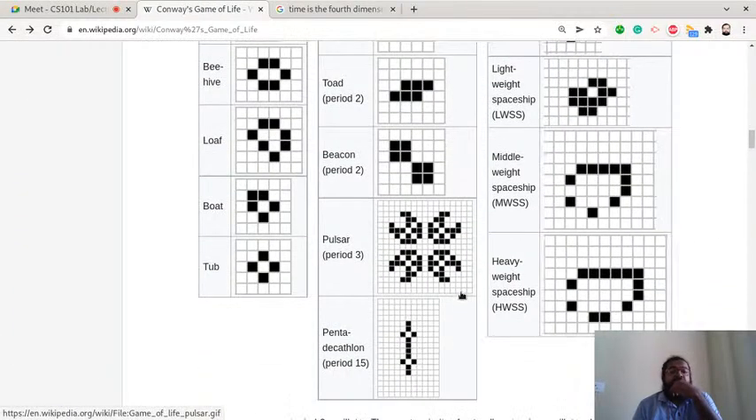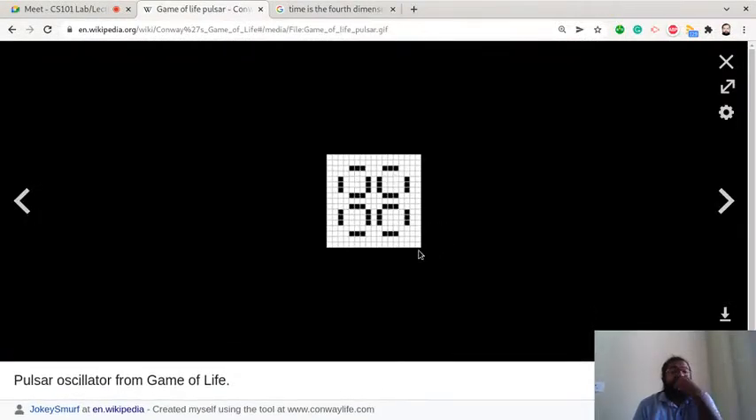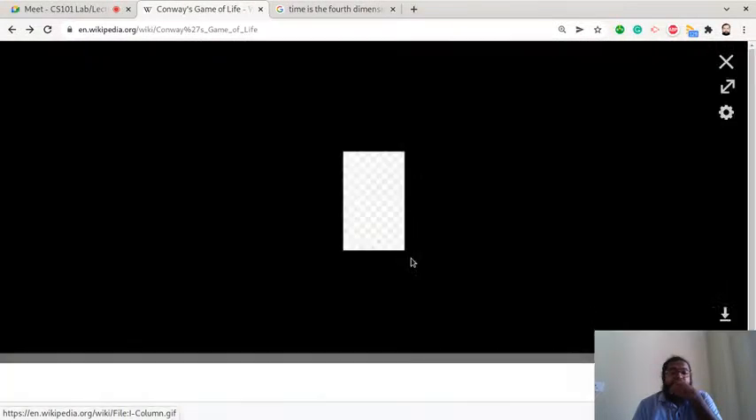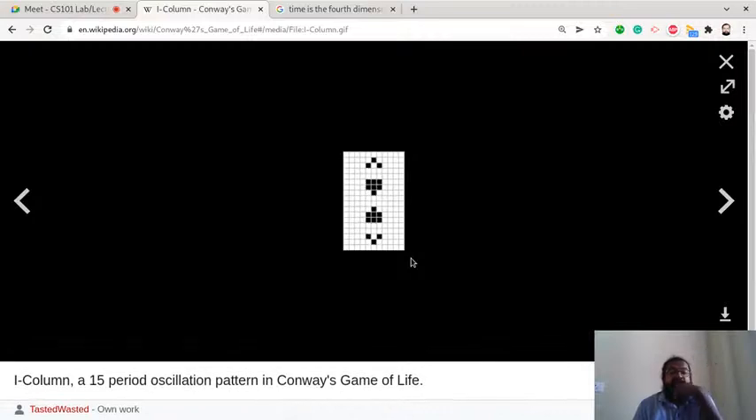Okay, then you have a pulsar. This is a pulsar. Then you have a pentadecathlon, period 15. So this will undergo changes like this.